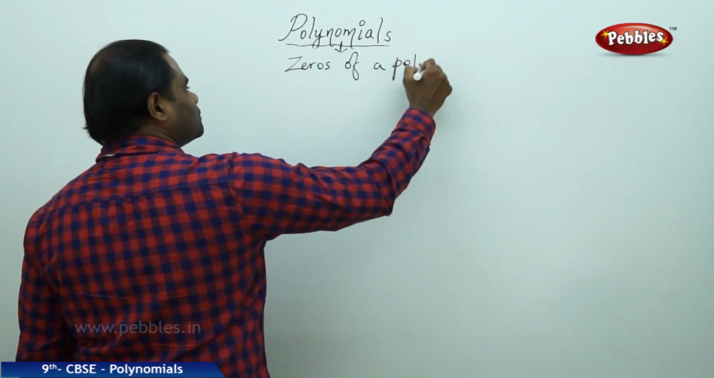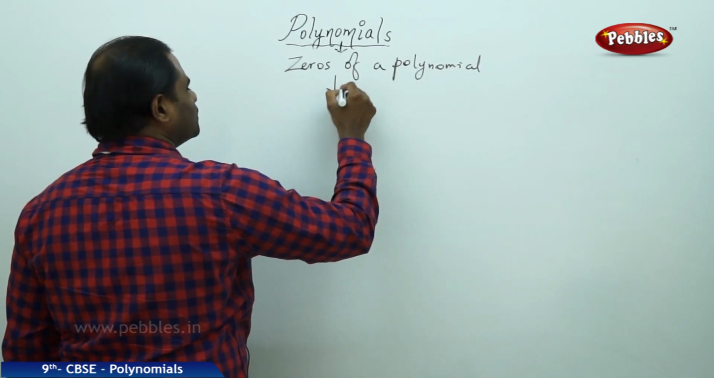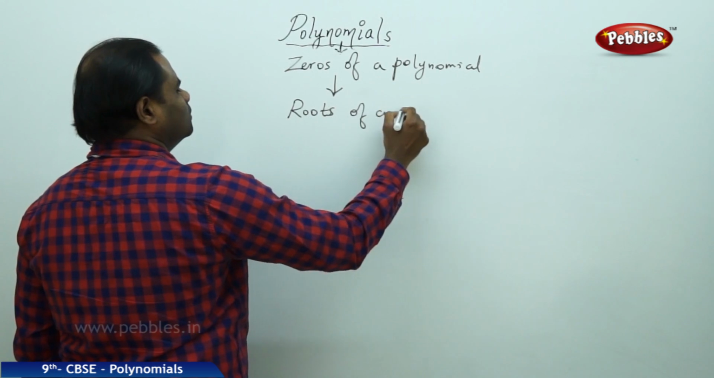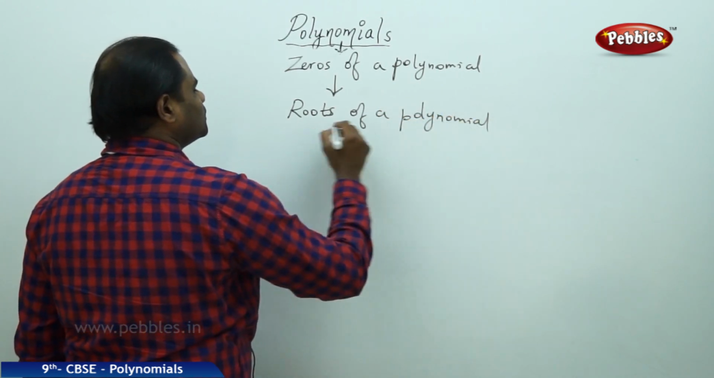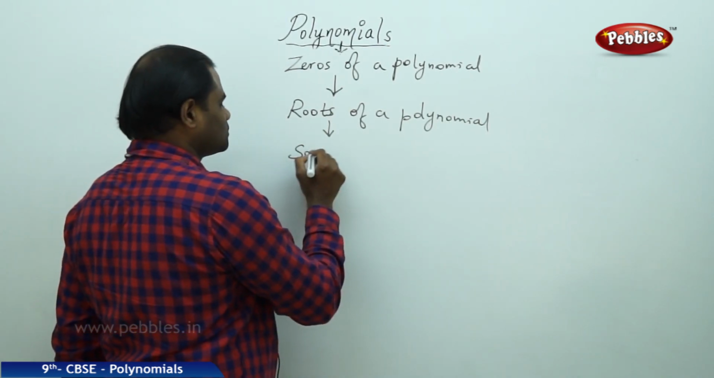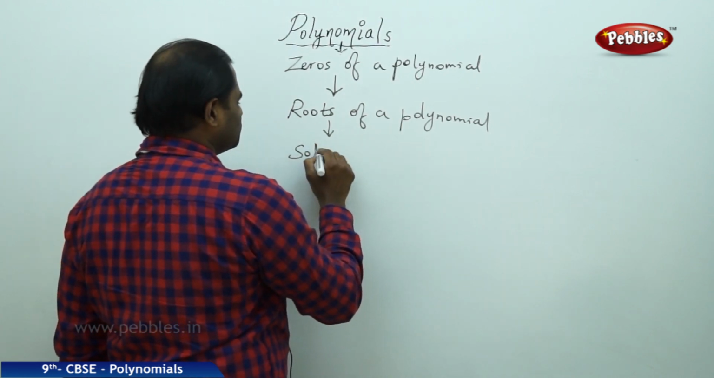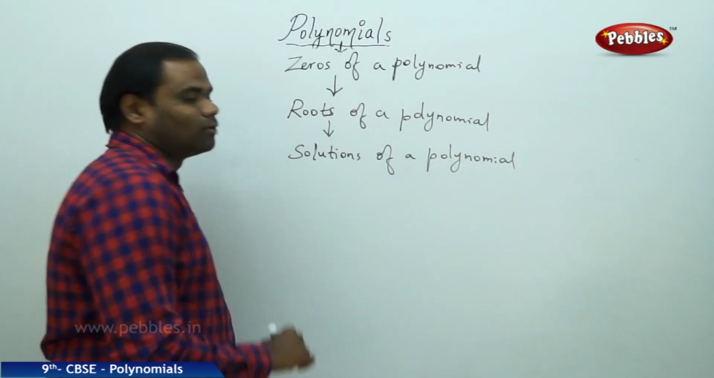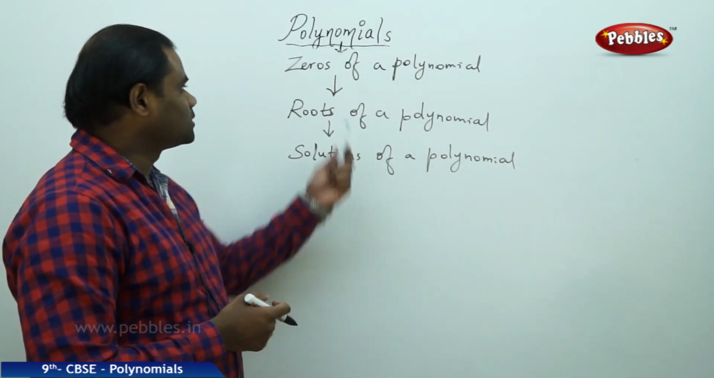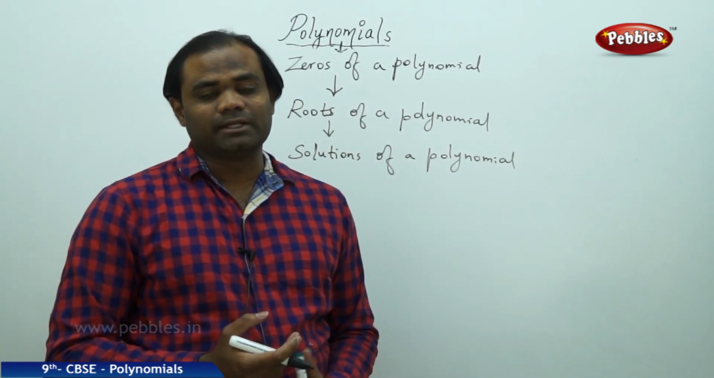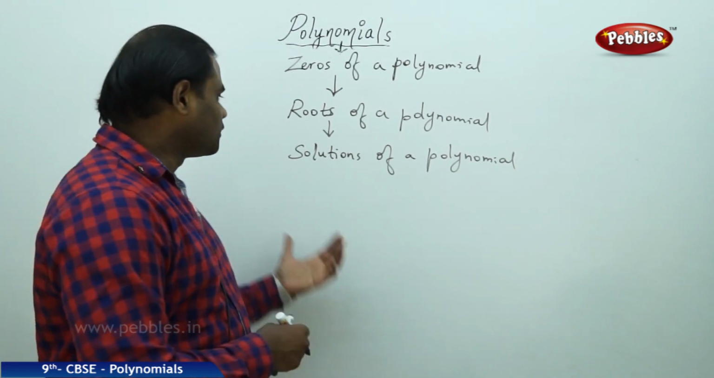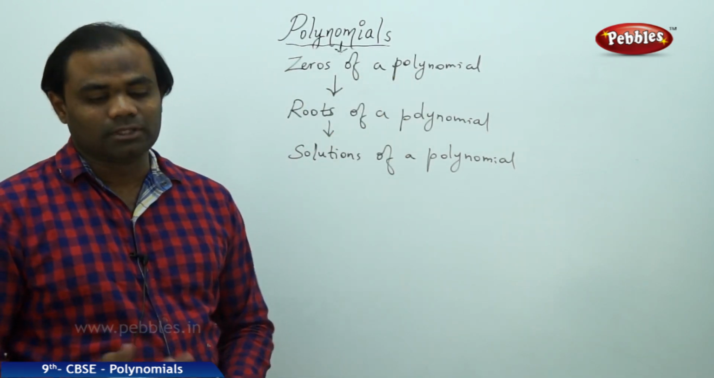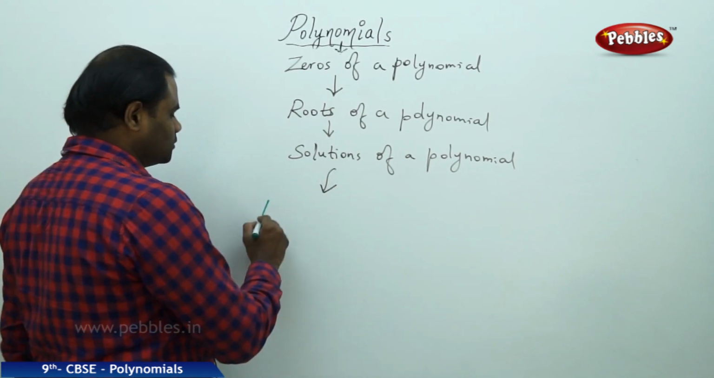Zeros of a polynomial are also understood as roots of a polynomial, and they're also understood as solutions of the polynomial. These are the different ways through which we understand the zeros. If I want to find the roots of the polynomial, it is indirectly referred to as finding the zeros of the polynomial. If I want to find the solution of a polynomial or solve the polynomial, it is indirectly finding the zeros of the polynomial. It's how I understand the different terminologies used.